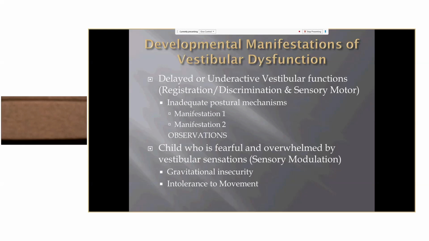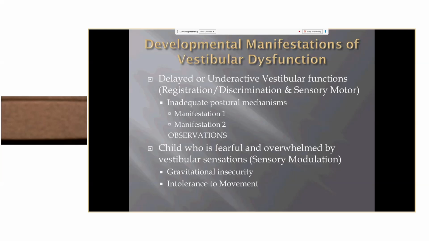There are two different types of manifestations within inadequate postural mechanisms. The first one, these kiddos a lot of times will look low activity level, low muscle tone, kind of just drag. They don't really engage in motor activities. They have the hunched posture, poor attention. The other manifestation would be a kiddo that has a high energy level and is constantly spinning. In that case, a lot of times they're still looking for that postural stability. They still don't have those postural mechanisms.